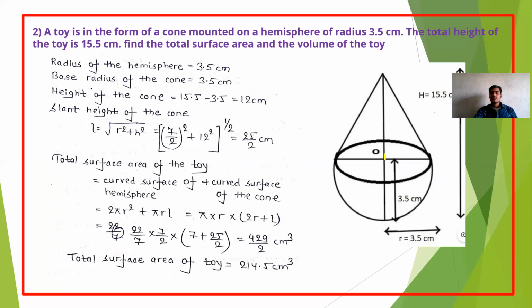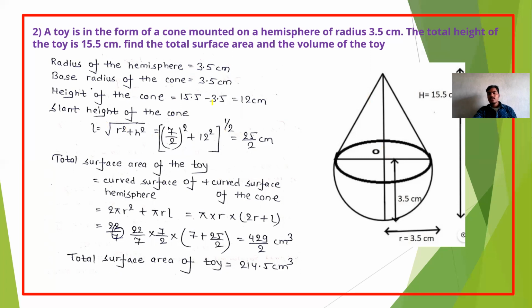Now we are interested in calculating the height of only the cone. What is the height of the cone? Just subtract 3.5 centimeter from 15.5 centimeter. So 15.5 centimeter minus 3.5 centimeter is equal to 12 centimeter. So the height of the cone is 12 centimeter.